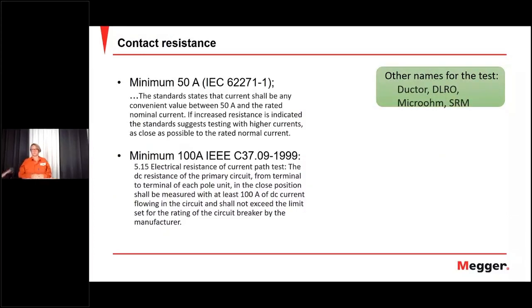The contact resistance measurement, yeah, other people may call it DLRO, MOM, micro-ohm, SRM, static resistance measurement. But it's all the same. You measure the resistance when the breaker is in normal closed position. And to do that, you should use a high current. And IEC says minimum 50 amps. And the American standards actually say 100 amps. So 50 amps, I would say, is not a very high number here. We should really at least use 50 to test circuit breakers.